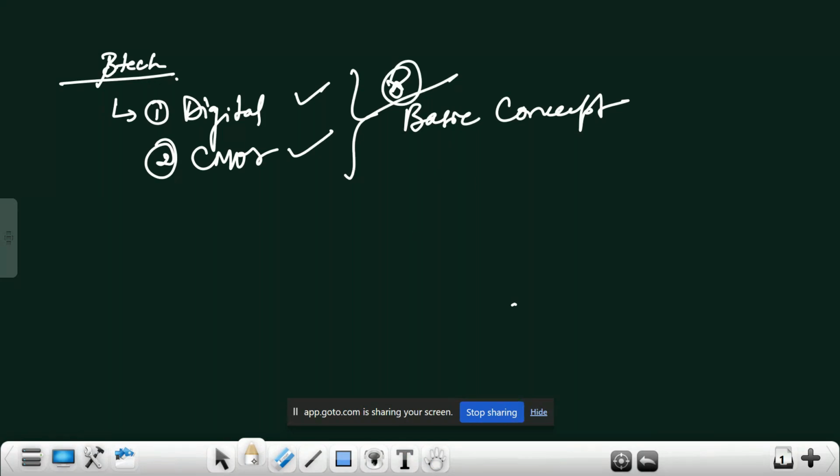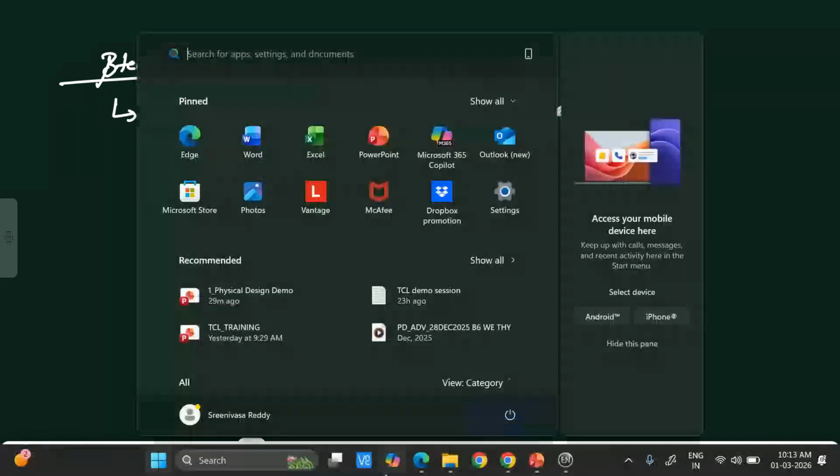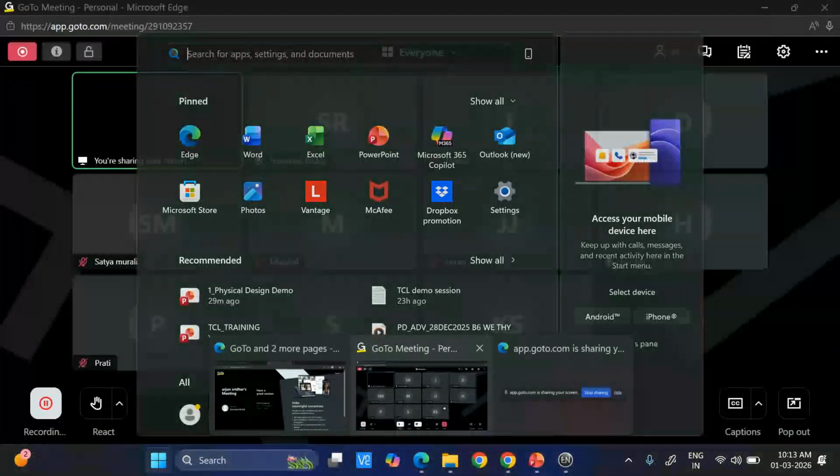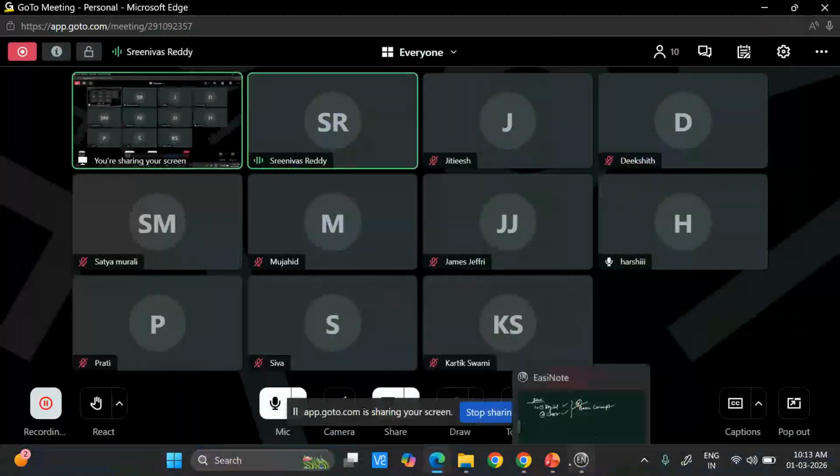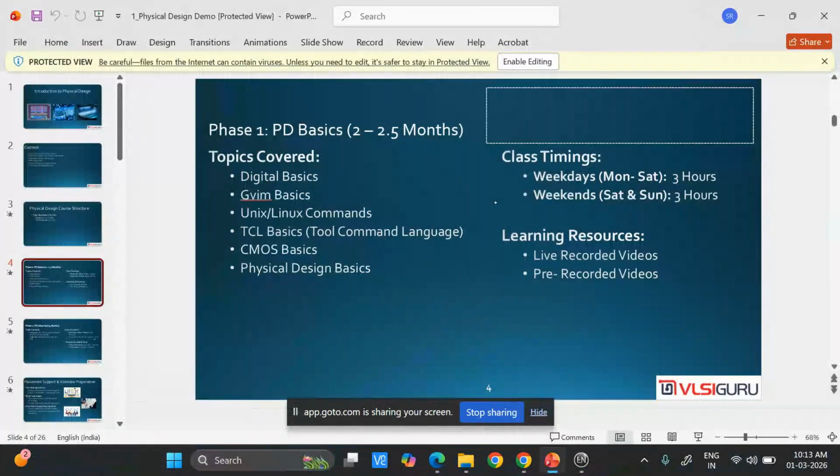Those who are attending this session, can I have the response, how many students are there who have completed their BTech, or are in final year BTech, or in MTech final year or completed MTech, or are in PhD? Can I have the response, how many are from BTech background, MTech background, or PhD background?